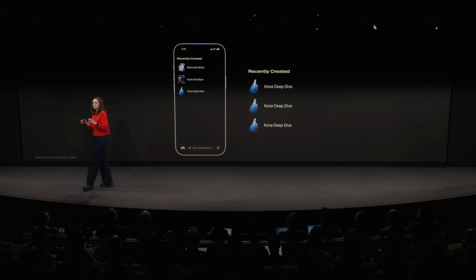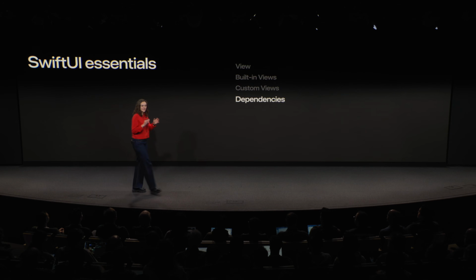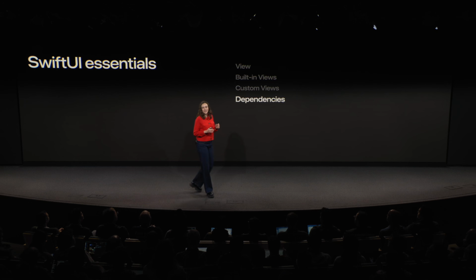Now, I want to take this one step further. My search row is pretty close to the intended design, but it's not quite there. Right now, I have 3 instances of Kona Deep Dive. And I don't know about you, but I like to switch up my vacations every year. Apps are dynamic and represent data that changes. I need a way to switch this up so I can show the other trips on my bucket list. This brings me to my last topic, dependencies.